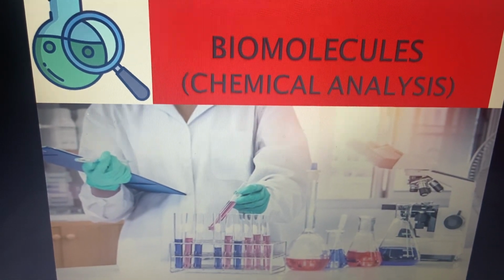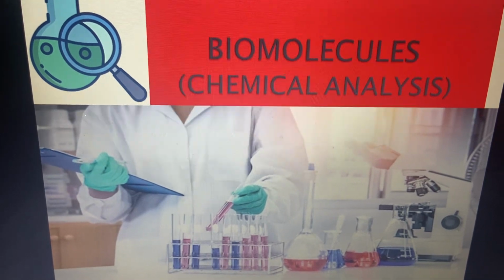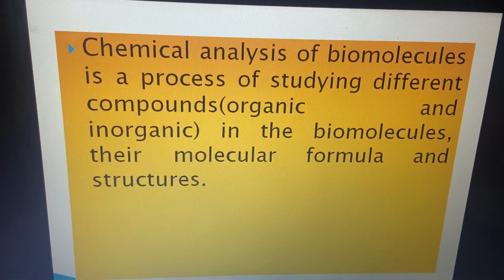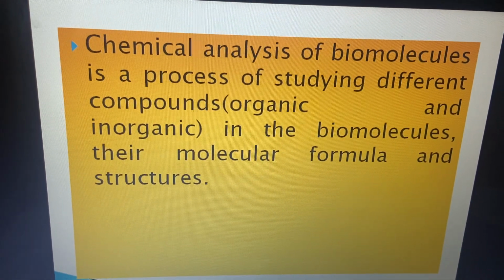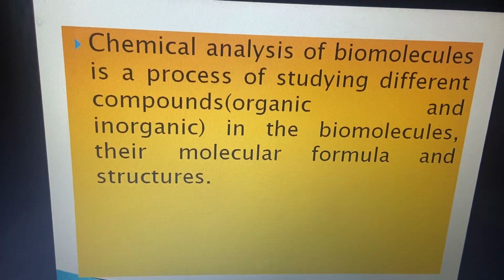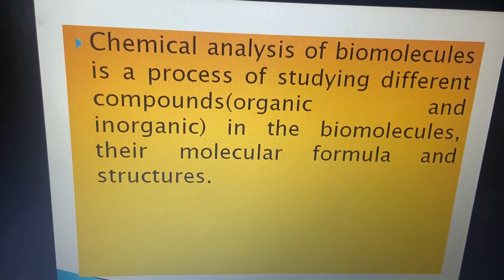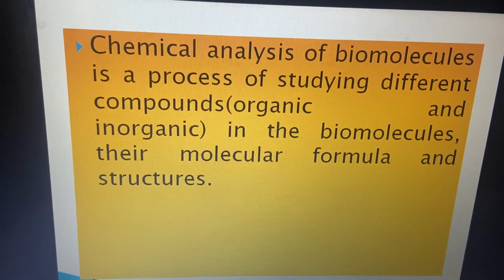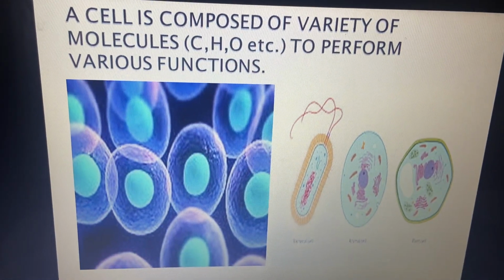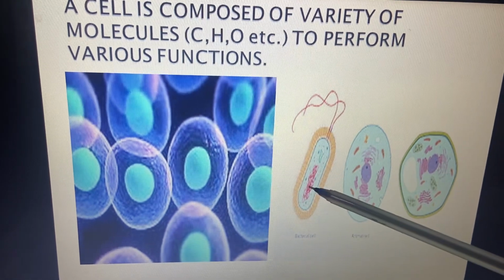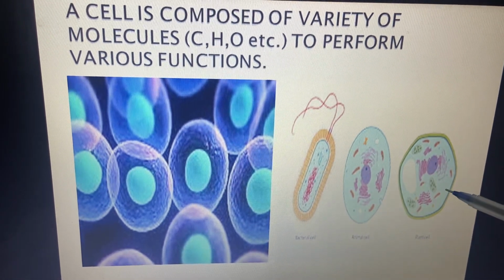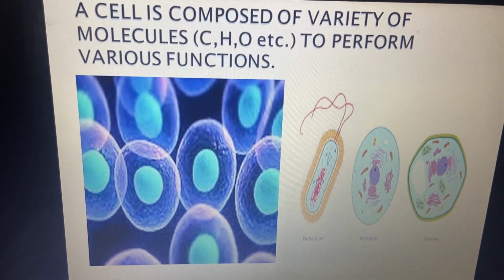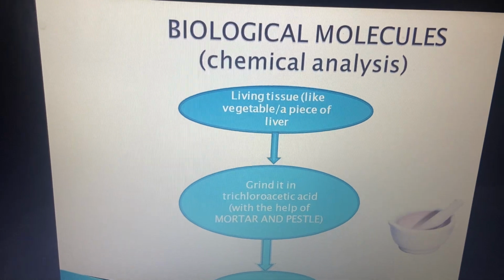Now it's time to understand the biochemistry of biomolecules. So let's get started. Friends, chemical analysis of biomolecules means the process of studying different compounds, whether organic or inorganic, in the biomolecules, their molecular formula and their structure. We know a cell, whether it is a bacterial cell, an animal cell, or a plant cell, is composed of some organic molecules to perform various functions.